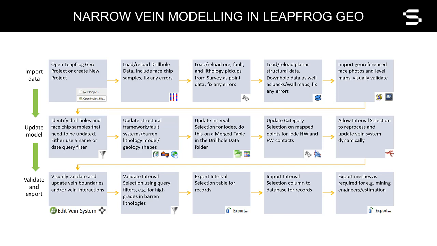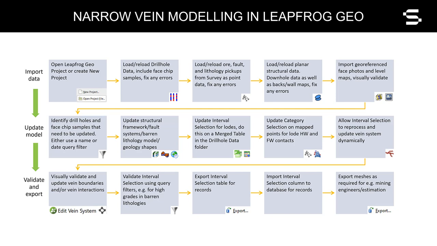In terms of the overall narrow vein workflow, here's an example for a generic underground mine. However, this could be modified to suit any stage of project. In Leapfrog, there isn't really a one-size-fits-all workflow solution. The workflow needs to suit the specific project aims and required outputs.